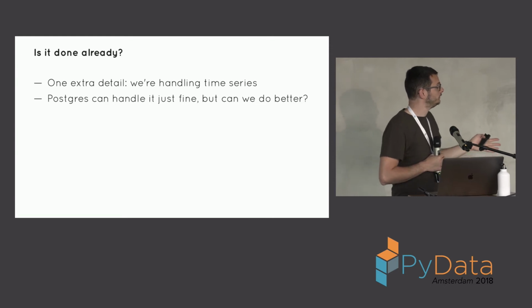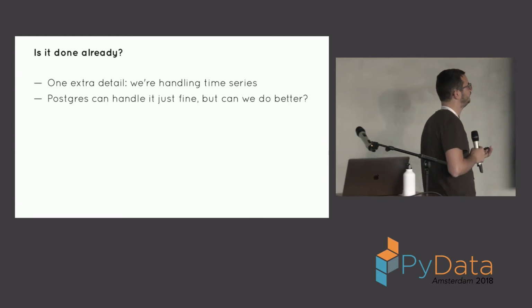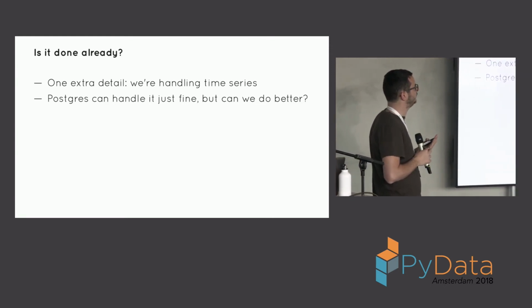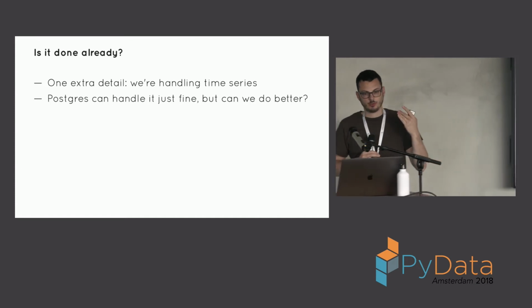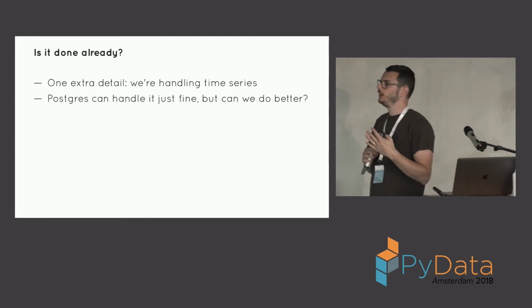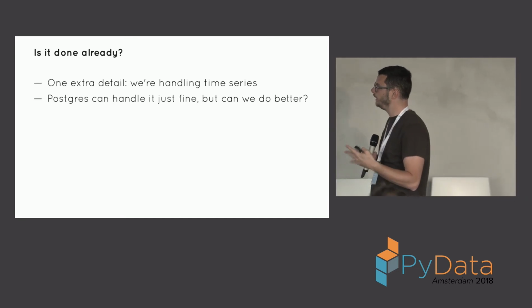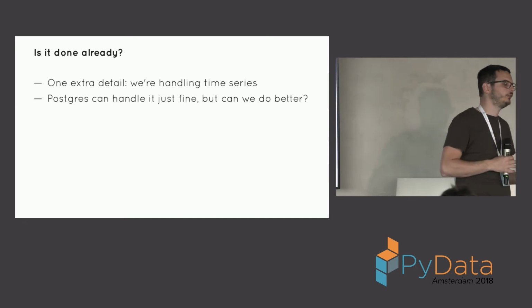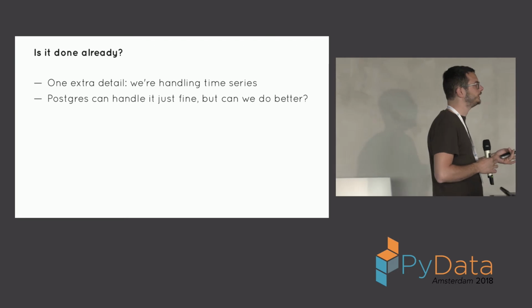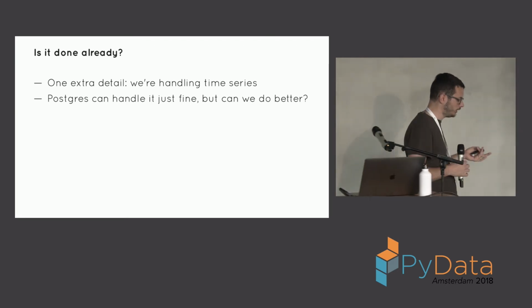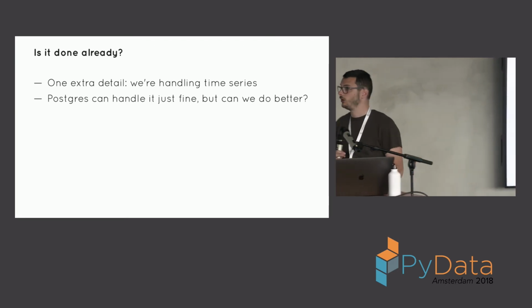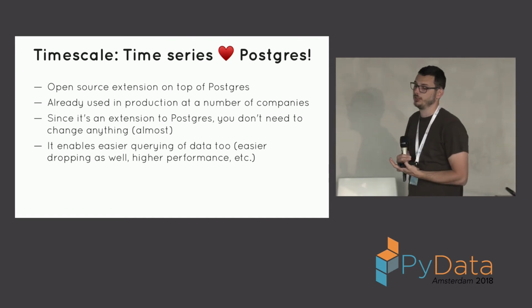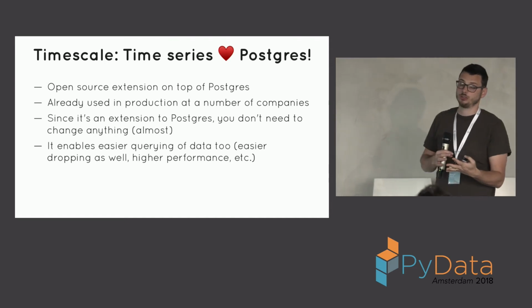Of course, we're almost done. We have all the things in place, but one extra detail is that we're handling time series data. And time series data is kind of peculiar, and Postgres can handle it just fine if you want. But if you want to squeeze performance a bit more, we can use an extension on top of Postgres, which is called Timescale. Timescale is an open source extension.